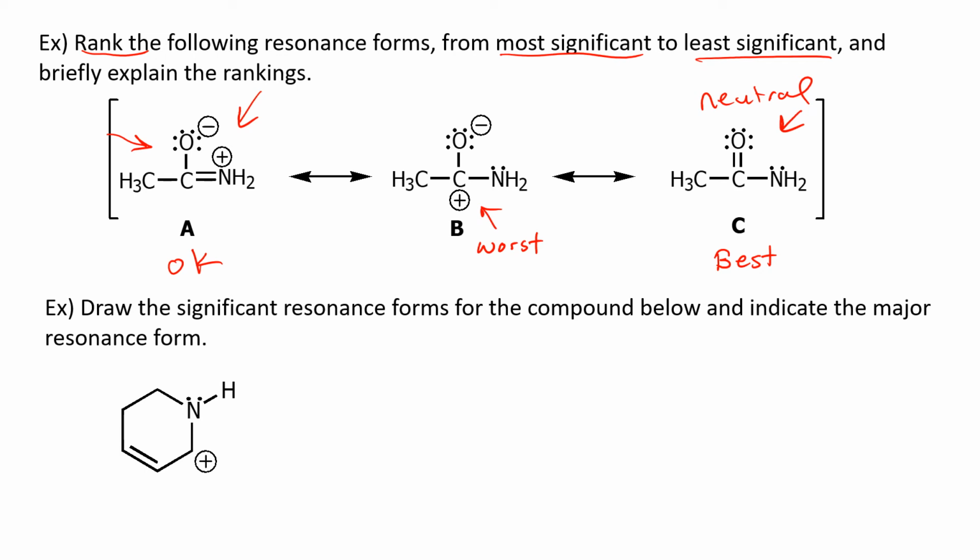For the next example, try to draw all possible resonance forms and then indicate the major resonance contributor to the hybrid. So pause the video, give this one a shot, and when you come back, I'll go over the answer.